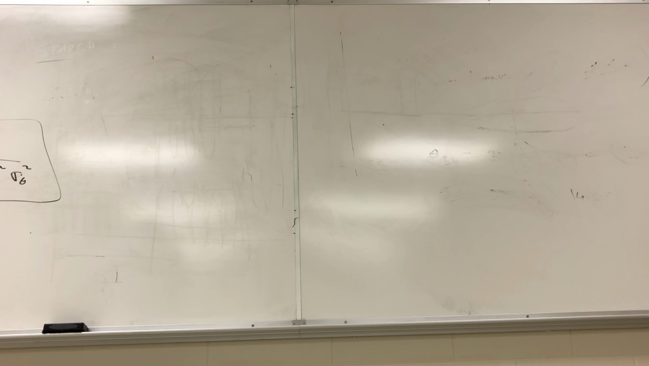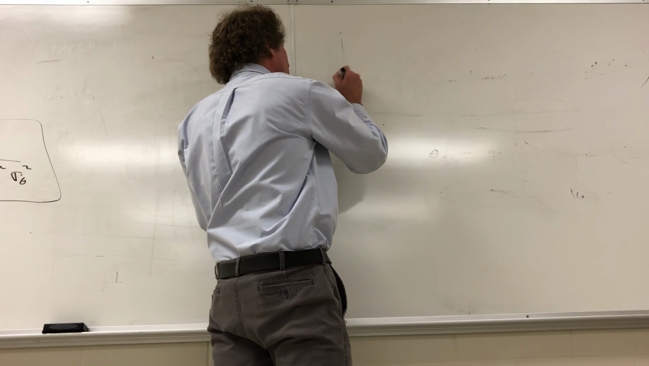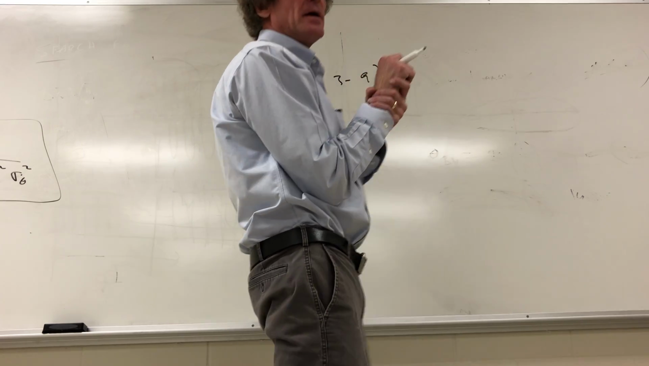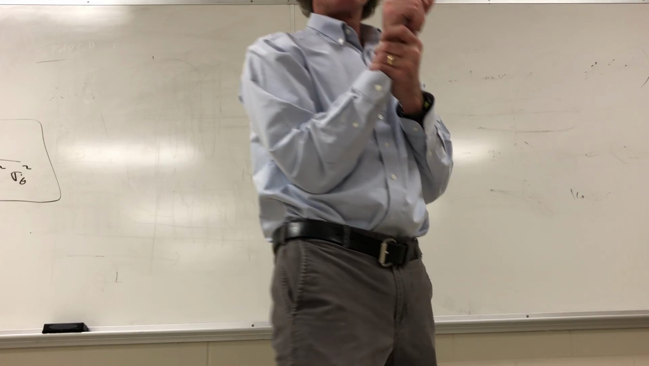Go to 3.9 first. Alec, can you give me 3.9? The problem? Yeah, 3.9, the problem. And then we're going to do 3.10 too. Then we'll get to the probability.